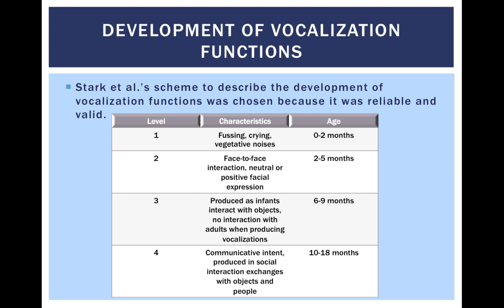Level 3 is from 6 to 9 months. It's produced as infants interact with objects. No interaction with adults when producing vocalizations is in this level. And level 4 is from 10 to 18 months. It has communicative intent, and it's produced in social interaction exchanges with objects and people.